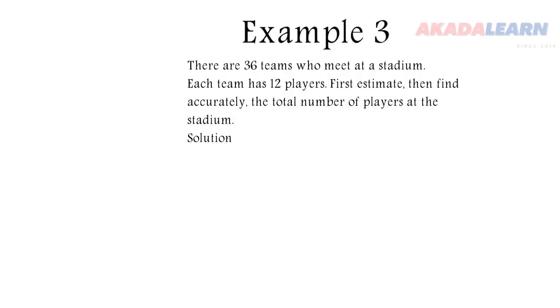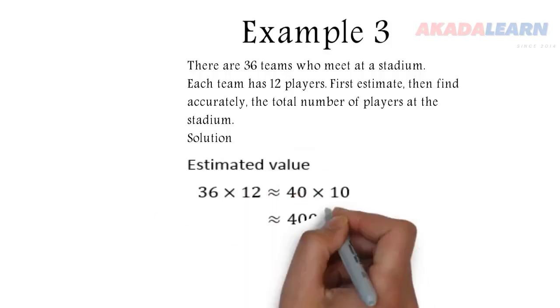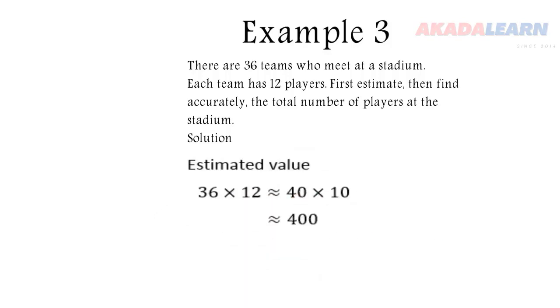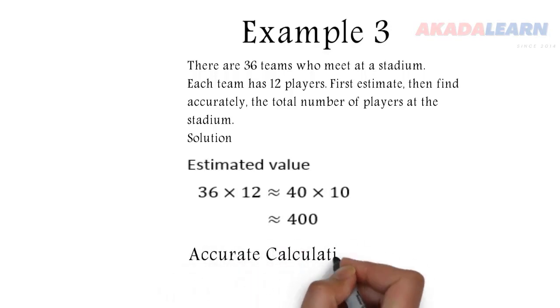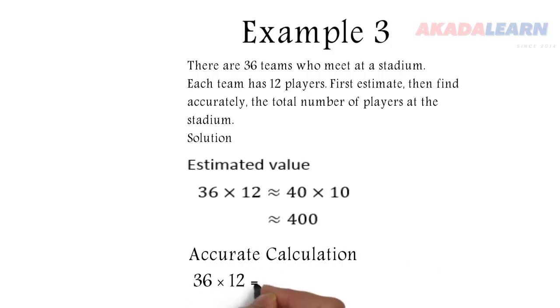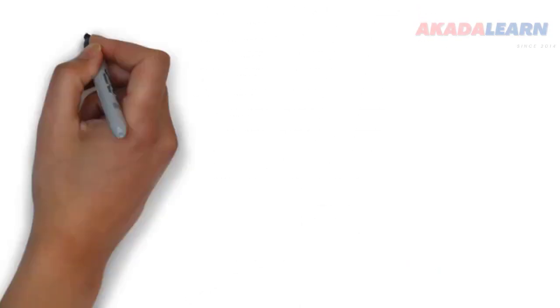36 is approximately 40, because 36 is closer to 40 than 30. 12 is approximately 10, because 12 is closer to 10 than 20, and when we multiply 40 and 10, we have 400. Now if we want to do the accurate calculation, we multiply the numbers as they are being given to us, and 12 times 36 is 432.